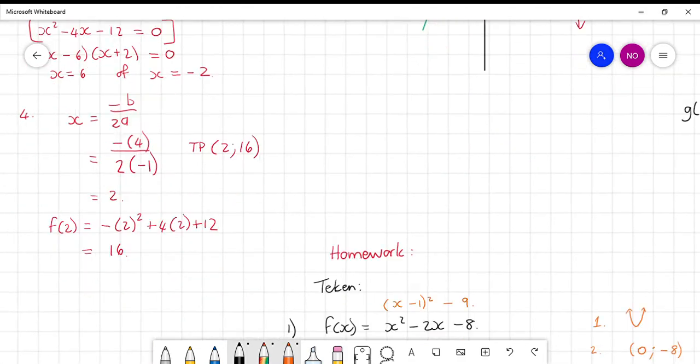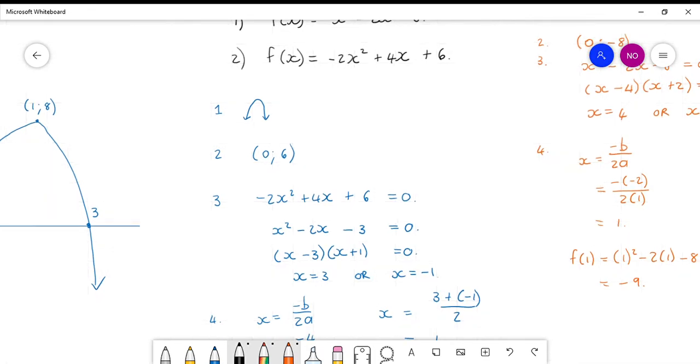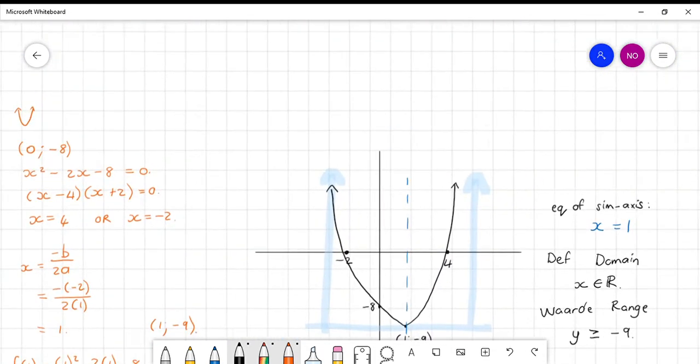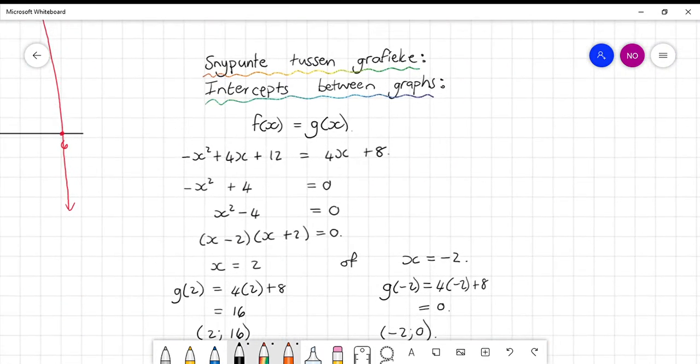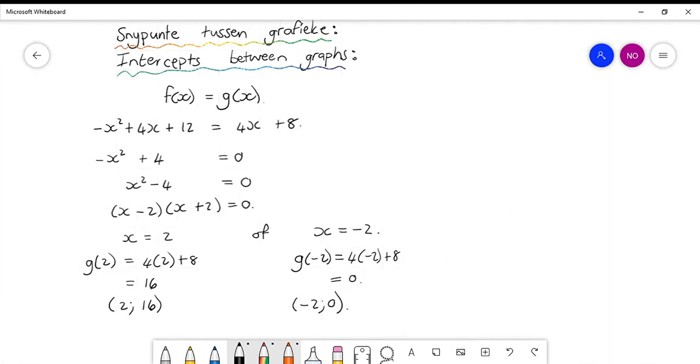En toe het ons 'n parabool geteken. Toe het ons nog 'n parabool geteken. Toe het julle nog parabole geteken vir huiswerk. Nog parabole geteken. En nog. And then we did a little segue of the intercepts between two graphs. Wat ons gesê het, die snypunt van twee grafieke is die punt waar hulle gelyk is aan mekaar. But we'll do more of these later.